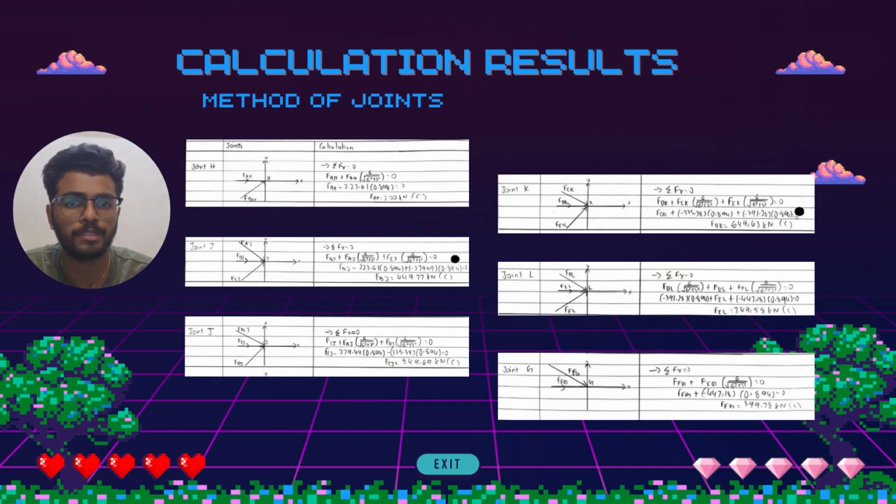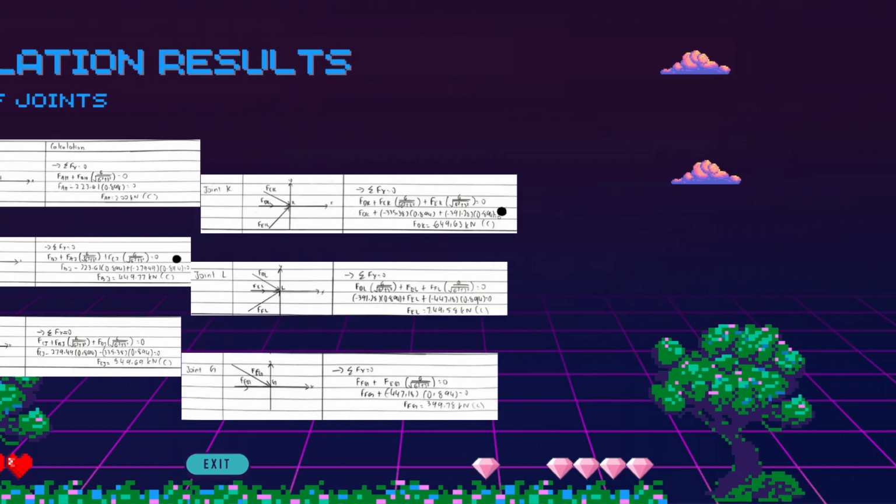The method of joints is used to find the force in other members, and it is almost the same as the method of sections, where we have to make sure the equation is in an equilibrium state. For example, for joint H, we have to make sure the sum of forces on the x-axis equals 0, and eventually we are able to find that the force of AH equals 200 kN. The same method is used to find the other members.